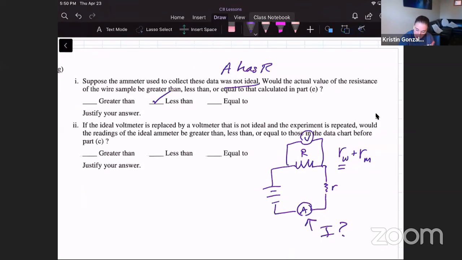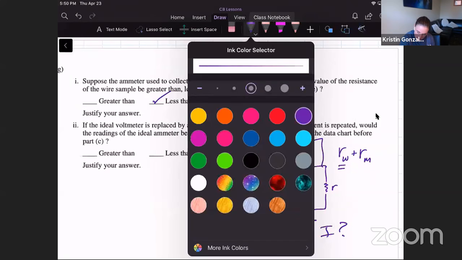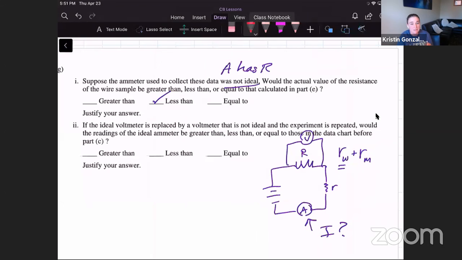Okay, if you want some more time, pause it. Let's discuss. Our ideal meter has a resistance essentially of infinity, right? But now it is not infinity anymore. So now this has some resistance that is not infinity. If we put in another resistor here in parallel with this resistor, what does that do to the equivalent resistance in my circuit? What did we say earlier? If you add resistors in parallel, the total resistance in our circuit goes down.